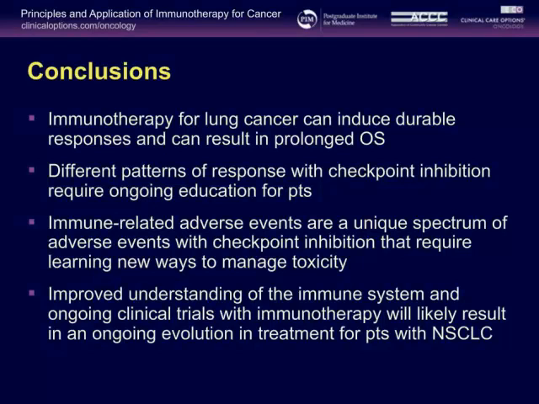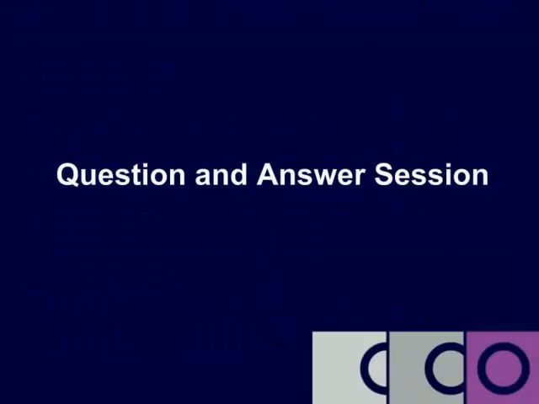Improved understanding of the immune system and ongoing clinical trials with immunotherapy will likely result in an ongoing evolution in treatment for patients with non-small cell lung cancer. I have just brushed the surface today with ongoing trials. If you can think of a targeted drug, I can guarantee you it's being combined with a checkpoint inhibitor, PD-1 or PD-L1 drug, and usually with multiple different combinations. There's chemotherapy trials, radiation trials, IDO trials, many studies ongoing, and it's going to be a very exciting time in our treatment for our lung cancer patients.